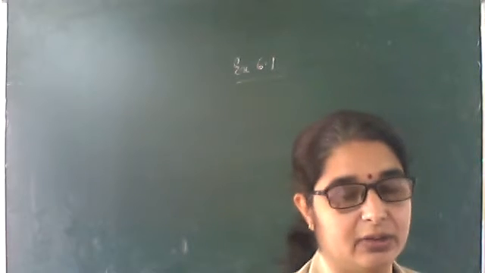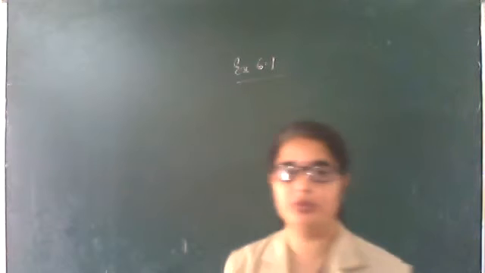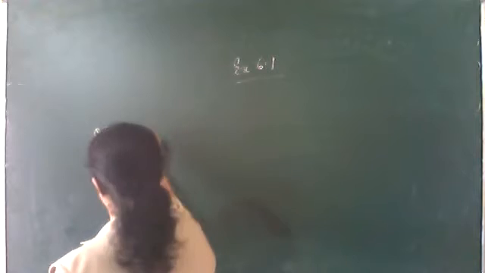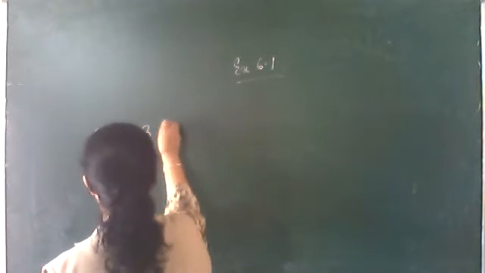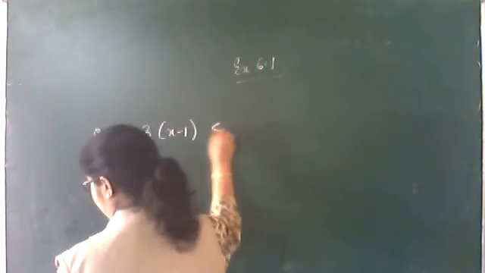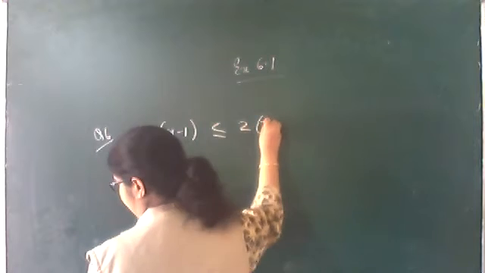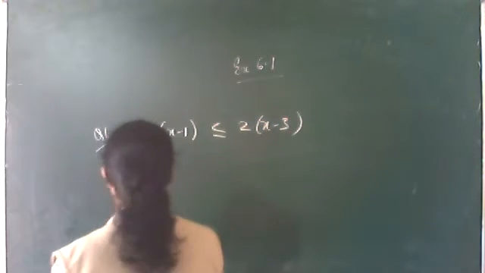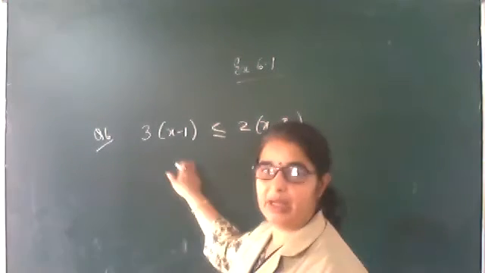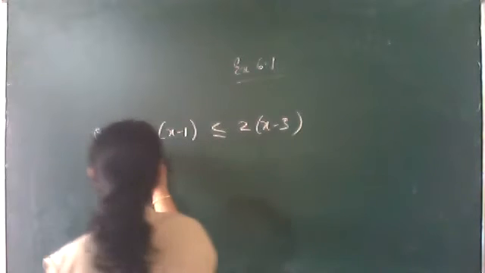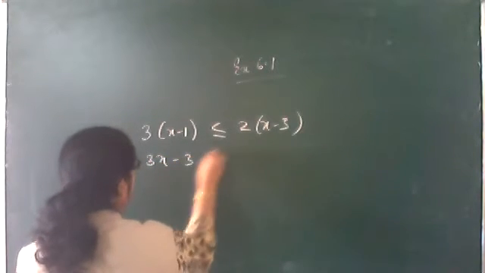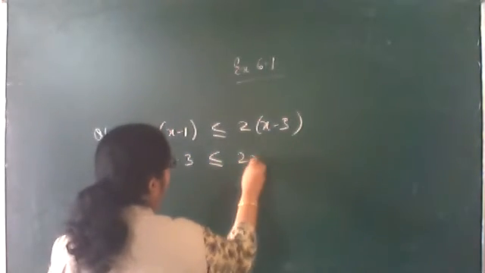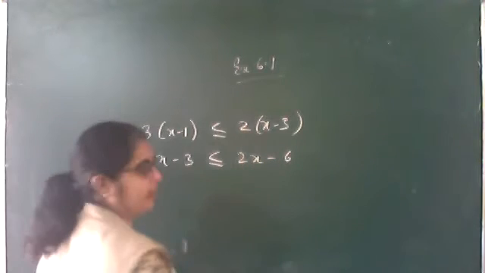Your first questions, up to question number 5, we have done. Now come to question number 6. Your question number 6 is 3 times (x minus 1) is less than or equal to 2 times (x minus 3). Now just see how we are going to do it. Open up the brackets. Now what will it be? It will be 3x minus 3 less than or equal to 2x minus 6. I have just opened the bracket.